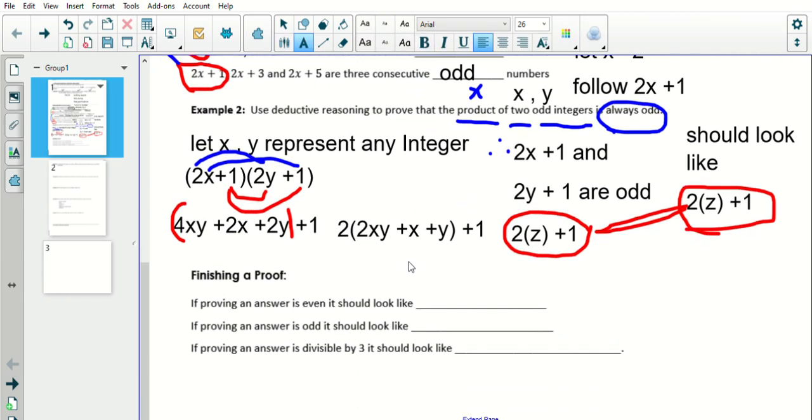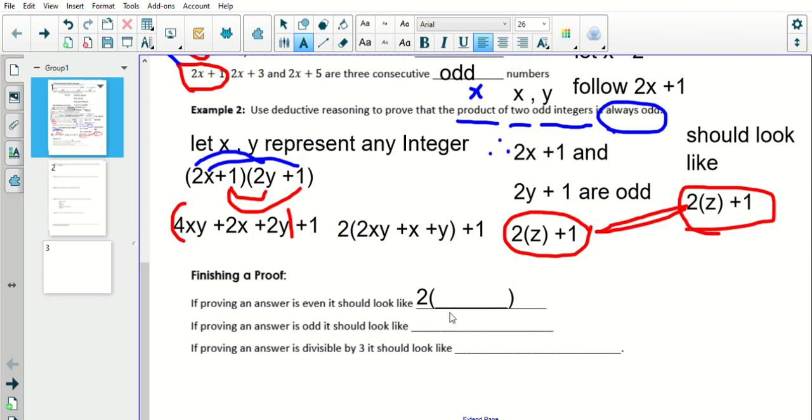Okay, so when we start talking about getting close to the end of a proof, we have to talk about what it should look like. And in essence, when we're trying to prove something that should be even, in the end it should look like 2 times some value. It could be any value, but if we can pull a 2 out, we know it's going to be even. Okay?